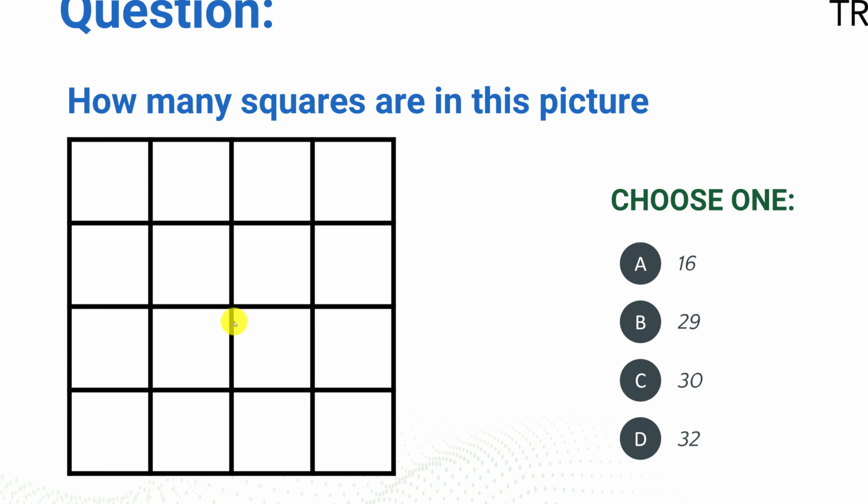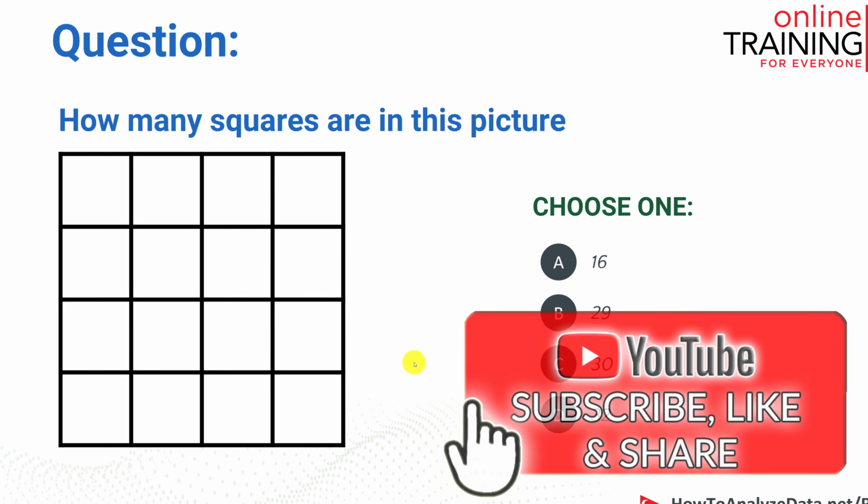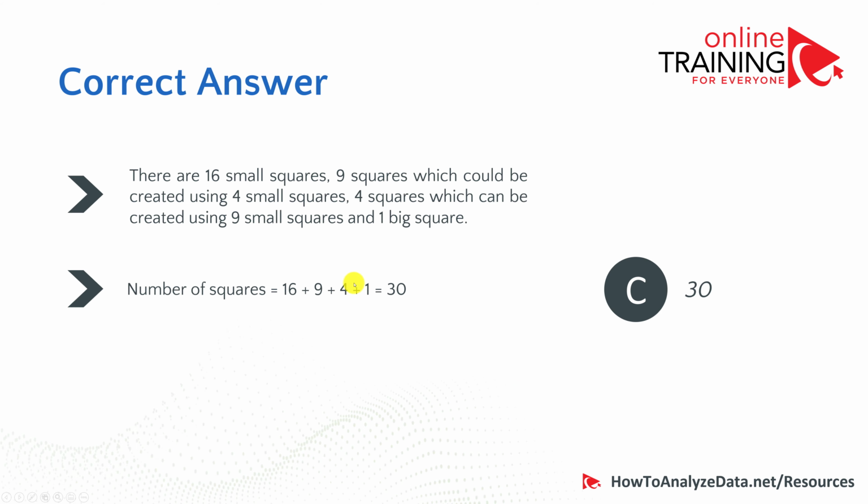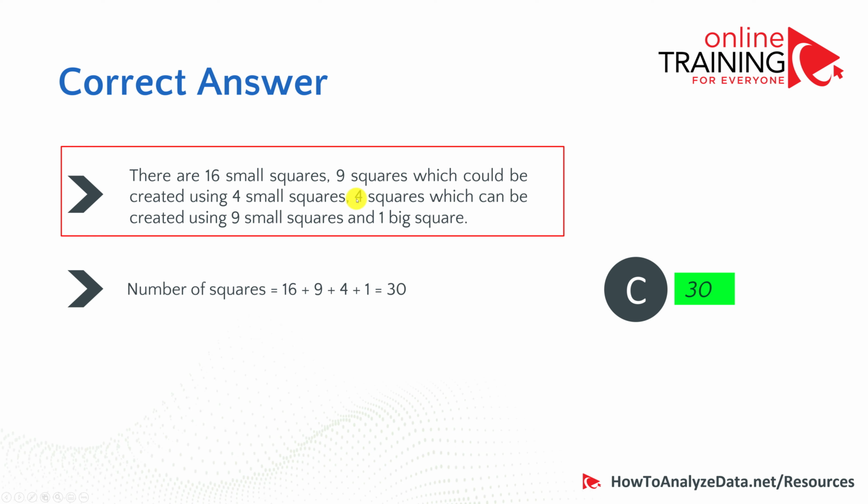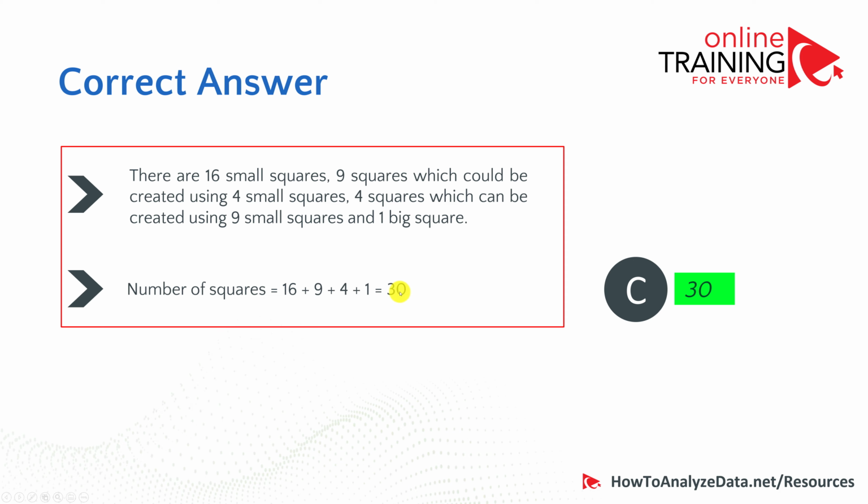But you can have this area as a square, you can have this area as a square, and the large area is also a square. So once you calculate all of those, you will get to the correct answer. And the correct answer is 30, because there are 16 small squares, 9 squares which would be created using 4 small squares, 4 squares which can be created using 9 small squares, and 1 big square. So that's how we come out with the answer 30.